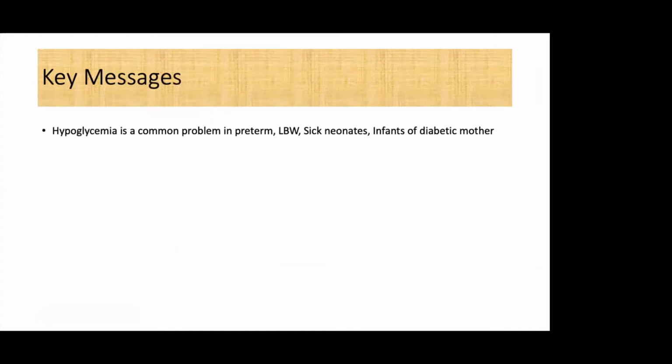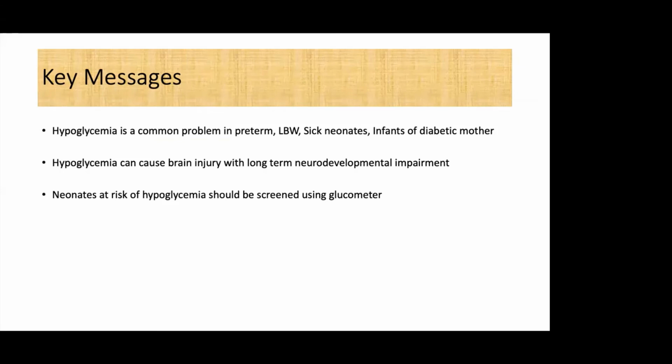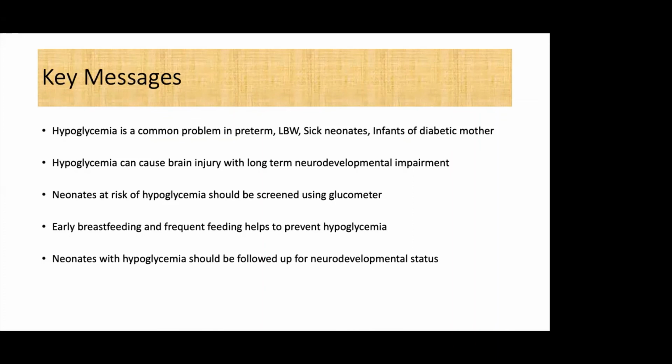Coming to the key messages: hypoglycemia is a common problem in preterm neonates, low birth weight neonates, sick neonates, and infants of diabetic mothers. Hypoglycemia can cause brain injury and is associated with long-term neurodevelopmental impairment. Neonates at risk of hypoglycemia should be screened using a glucometer, and intensive early breastfeeding and frequent feeding often help to prevent hypoglycemia in neonates. And neonates with hypoglycemia should be followed regularly for developmental status.